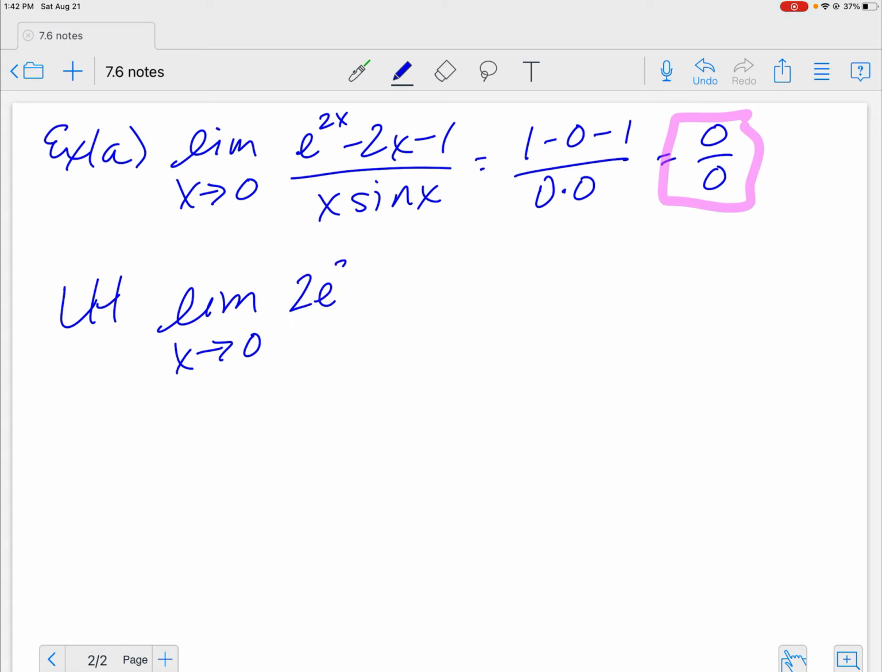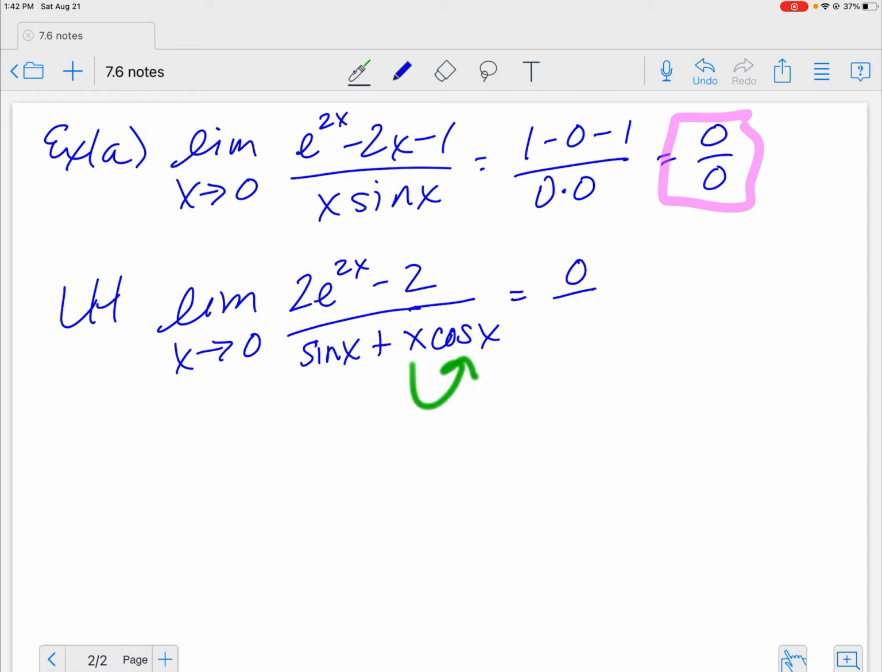So I have 2e to the 2x minus 2 over, in the denominator there, we have the product rule. So the derivative of the first term is 1 times the second plus the first times the derivative of the second. Then you plug that 0 back in. 2 minus 2 on the top is a 0. 0 plus 0 times cosine, so that's a 0 in the denominator. Indeterminate form, L'Hopital again. You guys got this.